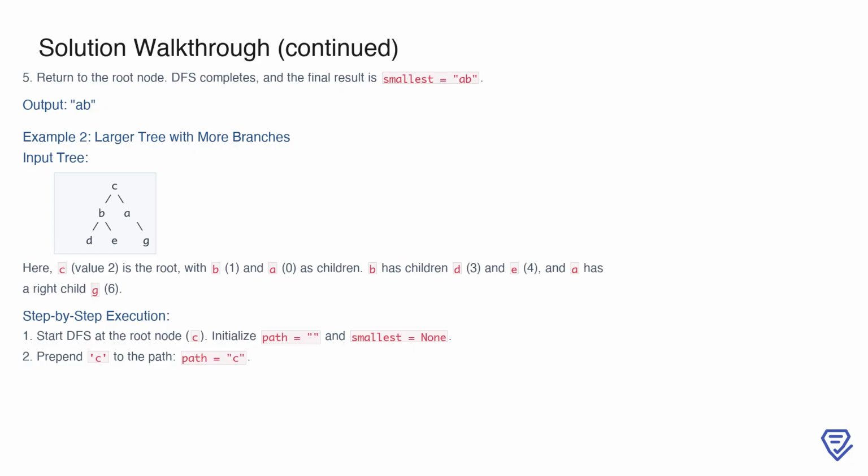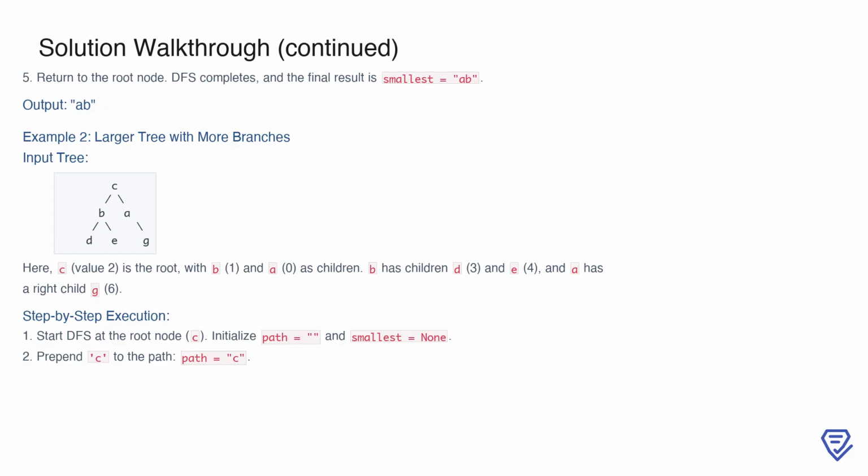Turning to a larger and more complex tree, this time the root is C, with a value of 2. It has two children, B with a value of 1 and A with a value of 0. Node B itself has two children, D with a value of 3 and E with a value of 4. Node A has a single right child, G, with a value of 6. Again, we use DFS to find the smallest string starting from a leaf.